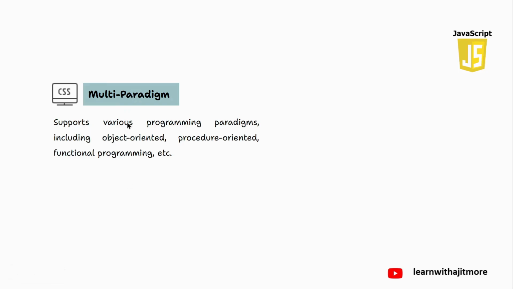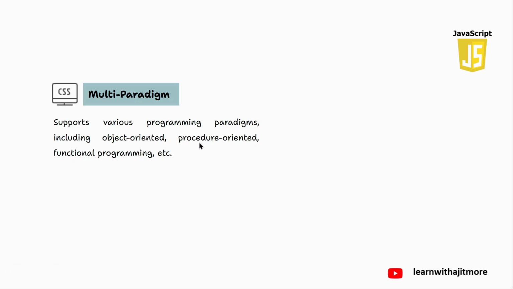Even PHP is multi-paradigm. Even Python is multi-paradigm. Java cannot be called that. Java is strictly object-oriented. C is strictly procedure-oriented. But this language is multi-paradigm, so it supports various programming paradigms, including object-oriented, procedure-oriented. Now the newer one is called functional programming.